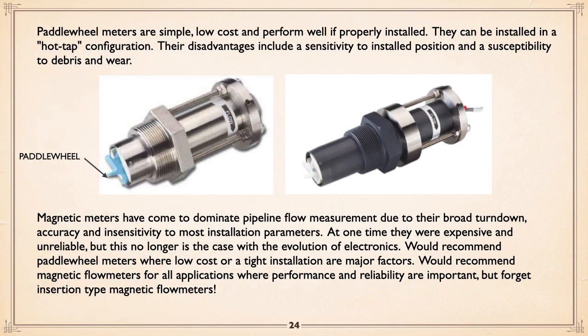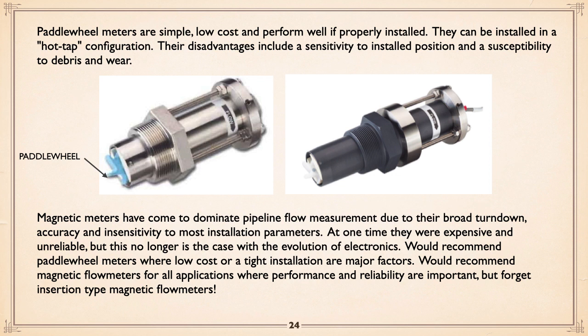Propeller meters: simple, low cost, and perform well if properly installed. You can get a hot tap where you can actually remove the meter without having to shut down the line completely. Disadvantage: sensitivity to installed position and a susceptibility to debris and wear. Seen them, they're good for pacing devices at times and just sort of giving you a rough idea of what is happening in terms of flow.